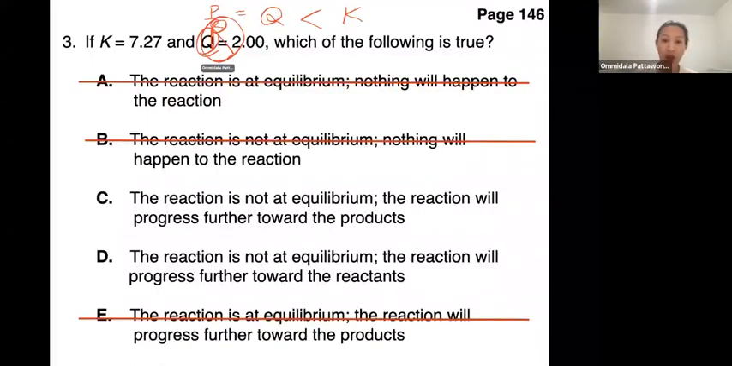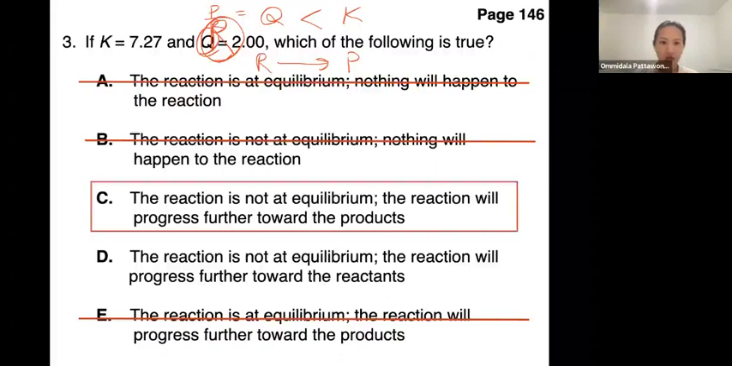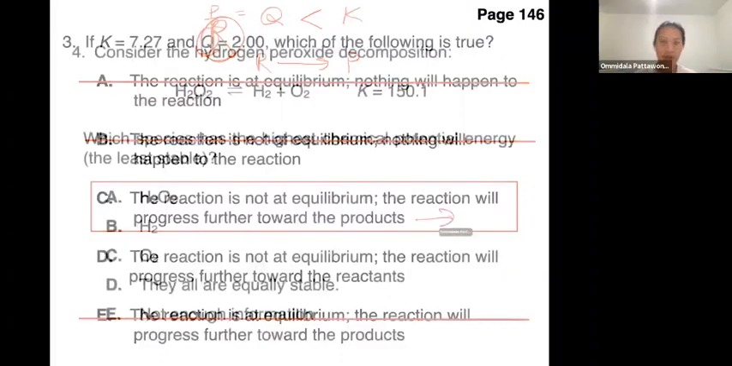So that means it's going to reduce the amount of the reactant and produce more of the product. So it's going to shift from reactant toward the product. So in this case, it's going to go forward, right? It's going to favor the forward direction. So the answer would be C. It's not at equilibrium yet, and the reaction will progress further toward the product, or shift to the right.